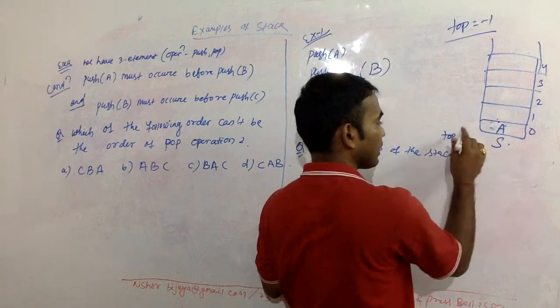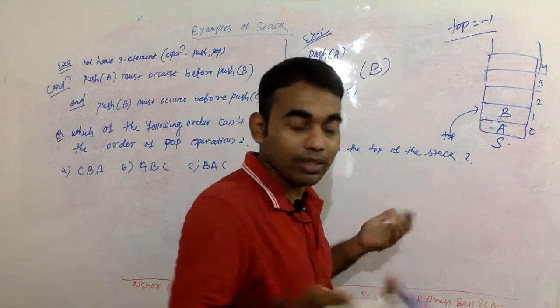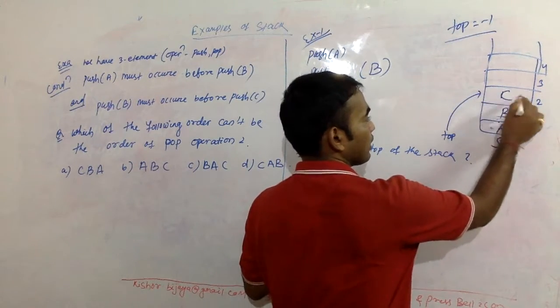Top is going to be incremented here. Now I will insert an element. So if I am doing push C, then it is the same thing. What will I do? I will just increment this particular top to here and I will insert.